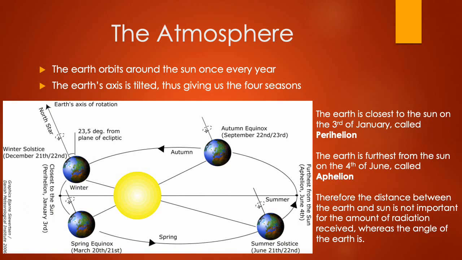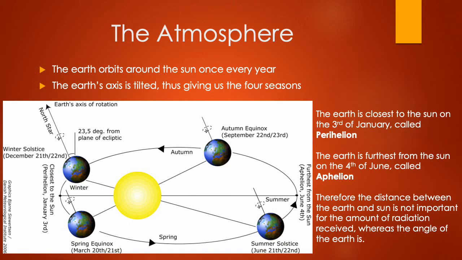And the Earth is closest to the sun on the 3rd of January, and this is known as perihelion. And the Earth is the furthest away from the sun on the 4th of June, and this is called aphelion. So it's important to realise that the distance between the Earth and the Sun is not important to the amount of heat radiation we get.